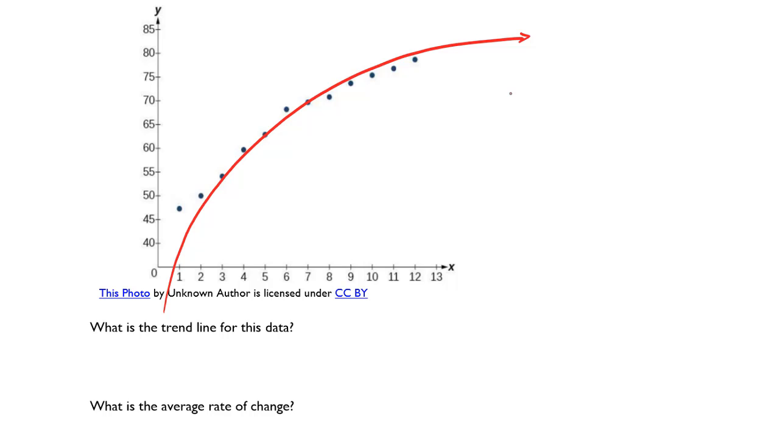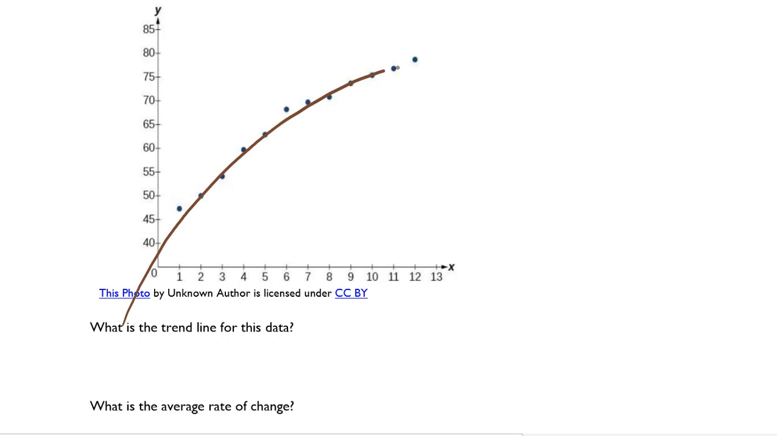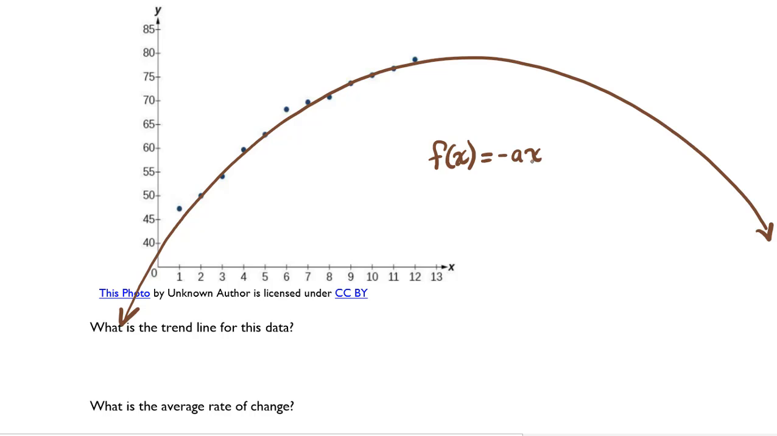You could also argue that this would make a good quadratic data regression, but you'd only be using a small part of your parabola. Let me just clear this really quick. If you were sketching a parabola, it would probably look more like that, and that would be a downward facing parabola. So your function would look like f of x equals negative a x squared plus bx plus c.